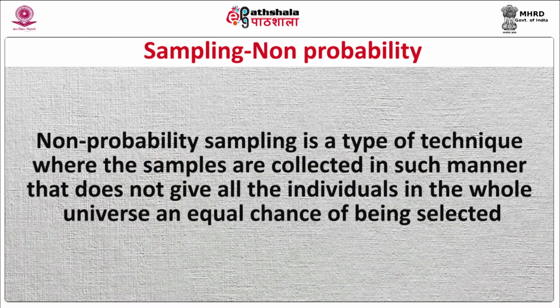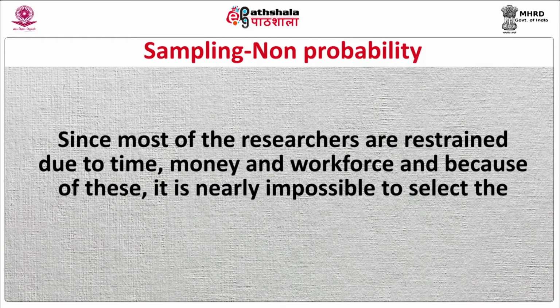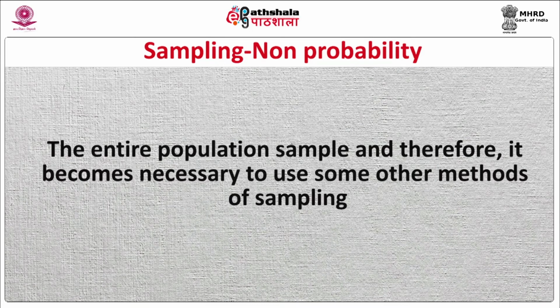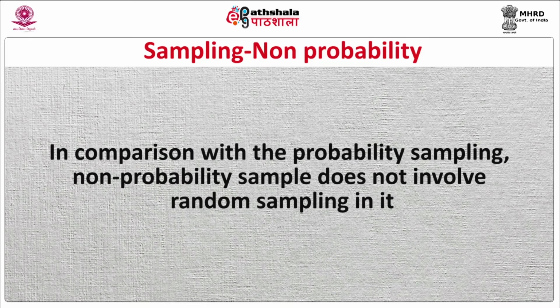Non-probability sampling is a type of technique where the samples are collected in such a manner that does not give all the individuals in the whole universe an equal chance of being selected. Since most researchers are restrained by time, money, and workforce, it is nearly impossible to select random samples from the entire population, and therefore it becomes necessary to use some other methods of sampling. Further, in comparison with probability sampling, non-probability sampling does not involve random sampling.